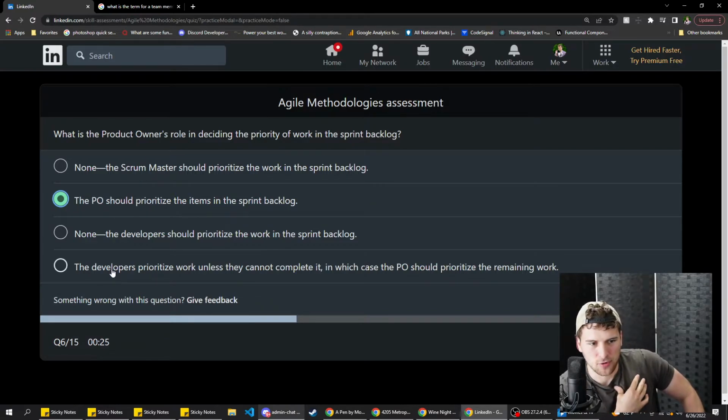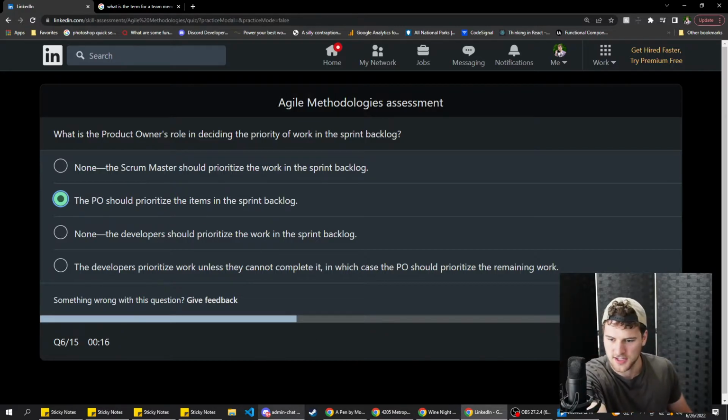Or like, I feel like the product owner or scrum master would have more of an insight over which tasks would be a higher priority. But we're going to go with B just because I feel like that's probably the right answer.